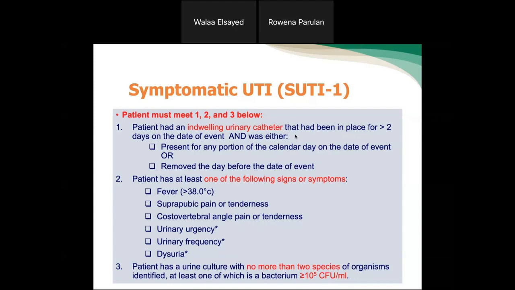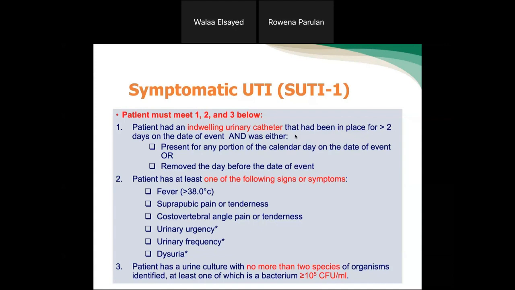What is it? The patient must meet all of these three criteria. Number one, we have a patient with an indwelling catheter that is left in place for more than 2 calendar days on the date of event. The catheter is present for any portion of the calendar day on the date of event or removed one day before. As we previously discussed regarding continuation and discontinuation of the urinary catheter, the same applies here: if the catheter was in place on the date of event, or removed on the date of event or one day before, the patient still fulfills the criteria.